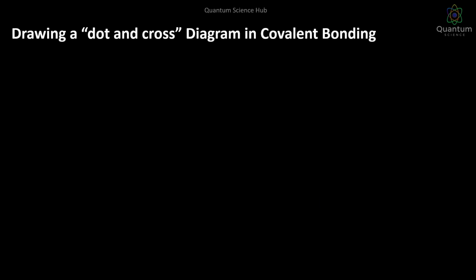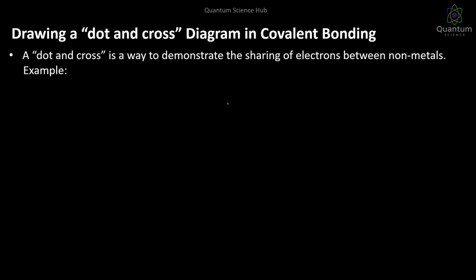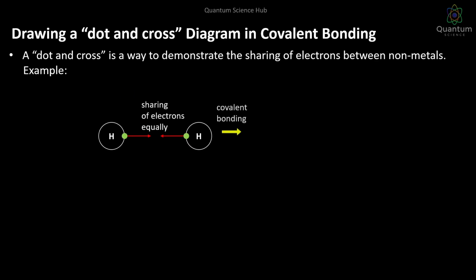Now let's see how to draw a dot and cross diagram in covalent bonding. A dot and cross is a way to demonstrate the sharing of electrons between nonmetals. For example, as we all know, hydrogen has only 1 proton, right? So how do we configure hydrogen? Just 1. To become stable, the first electron shell should be 2, right? So the only way to become 2 is to gain 1 electron. So the valence electron here, which is only 1 shell, will become 2, and it is complete or stable. This is what we call covalent bonding because they are sharing electrons, okay?